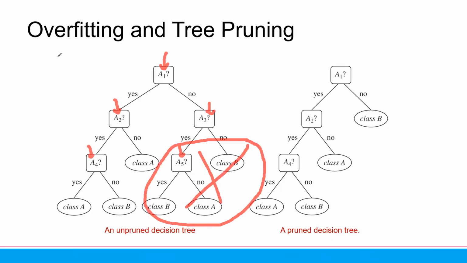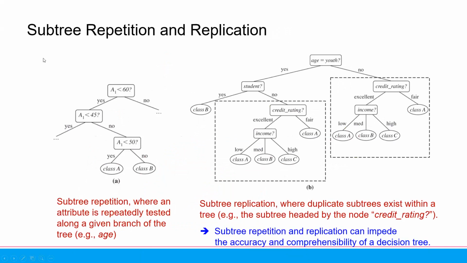How can we define this prune? For example, in the tree there might be a sub-tree repetition. Let's say we have A1 less than 60. A1 may be the human age. We have a very high range, maybe from 0 until 100, but we do not have many subjects, many persons in our data. So the cut point is 60.